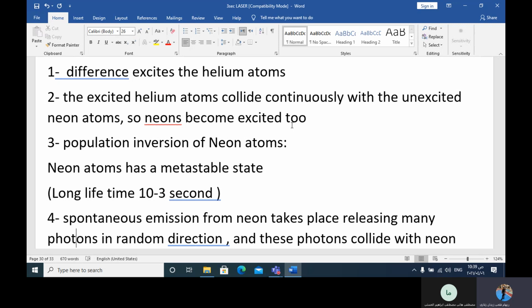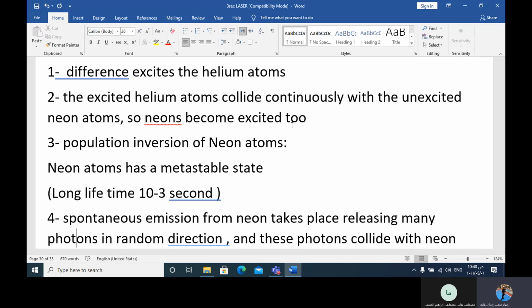Now, population inversion, as we said before, is achieved when the number of atoms in the excited state is more than the number of atoms in the normal state. This is called population inversion, and we are going to use this to cause the lasing action in neon atoms. So by this, the neon atoms have a metastable state. This is one thing that's very important.